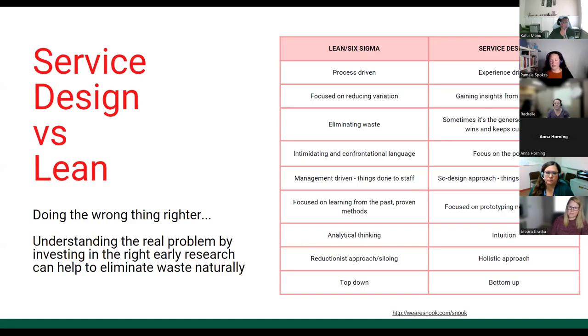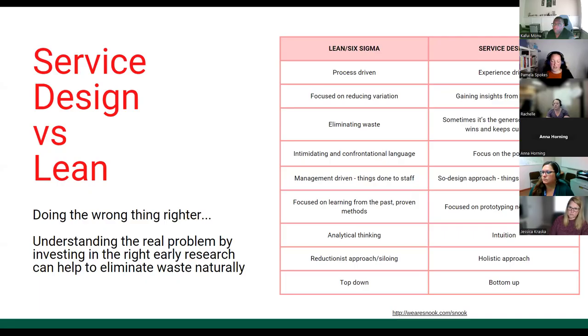Sometimes it is the generous gesture that wins and keeps customers. So if you are working for a private organization and keeping customers is really important for you, there are some of us who work in organizations where the customer has no choice. So it's still important to make sure that you keep them satisfied and happy with the services that they are using.